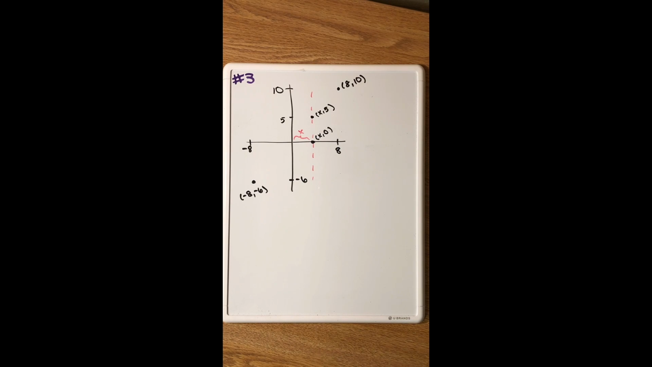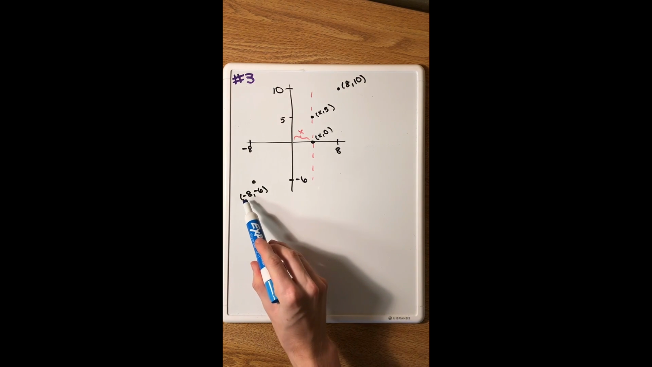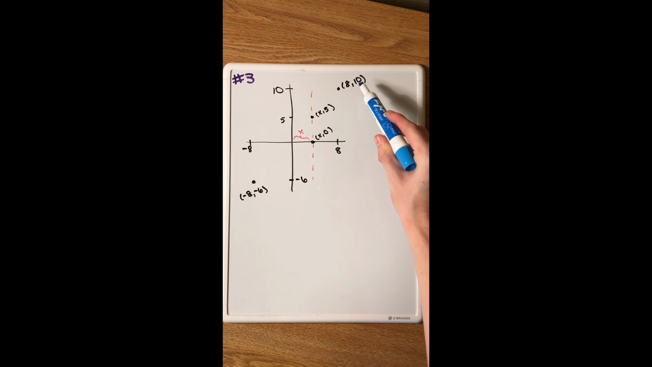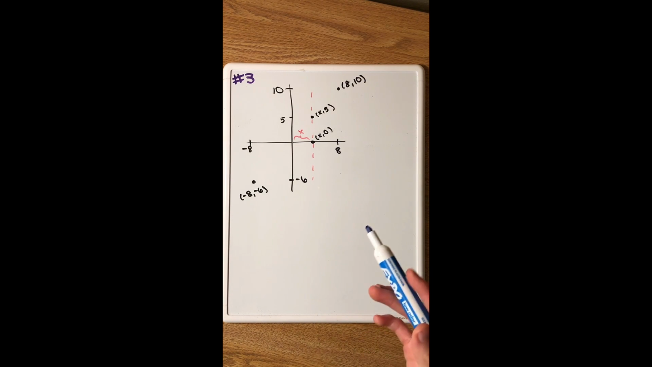I had number 3 on problem set 4, and it said connect the points (8, 10), (x, 5), (x, 0), and (-8, -6) with straight line segments, creating a path consisting of the union of 3 line segments, and it's asking what is the value of x that gives you the shortest path. So I began by plotting (-8, -6) and (8, 10) on my graph.